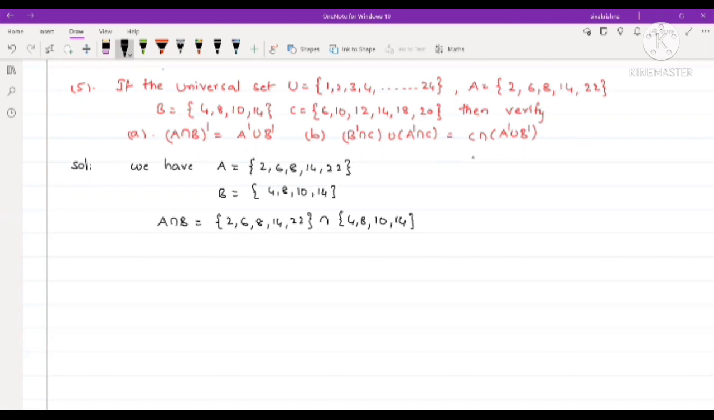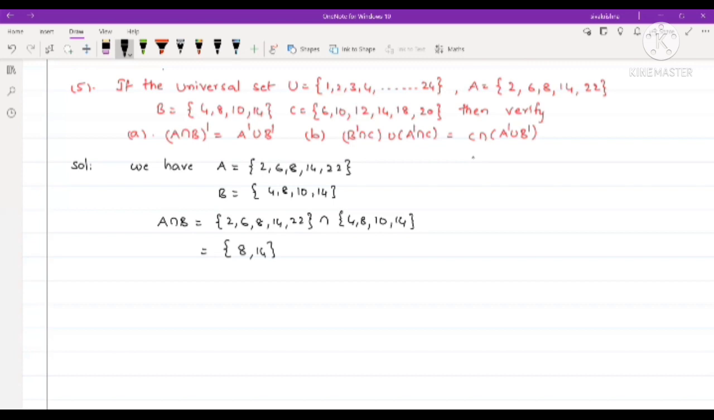The definition of intersection is that we write the common elements in both the sets. We have to write only the common elements in both the sets. So the common elements are 8 and 14. We have only two elements in common. This is A intersection B.